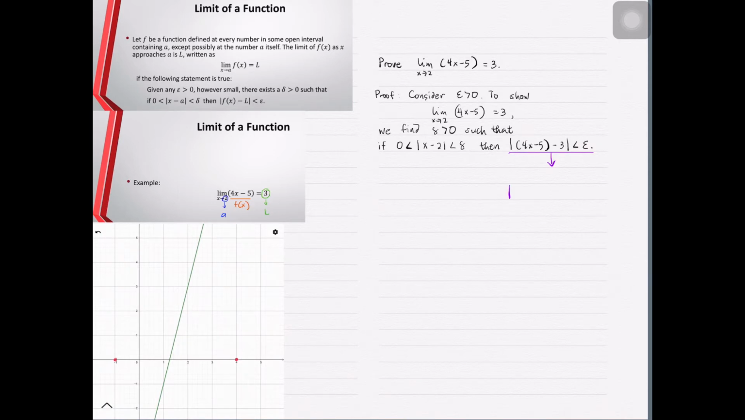In here, 4x minus 5 minus 3 is the same thing as 4x minus 8. If you want to be reviewed in operation of integers, just click the suggested video there at the upper right corner of your screen.